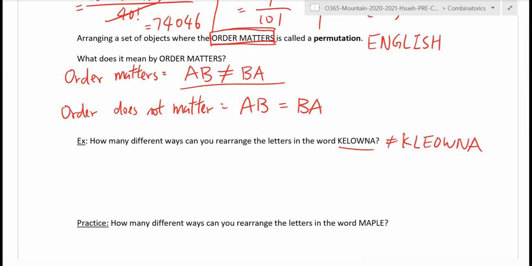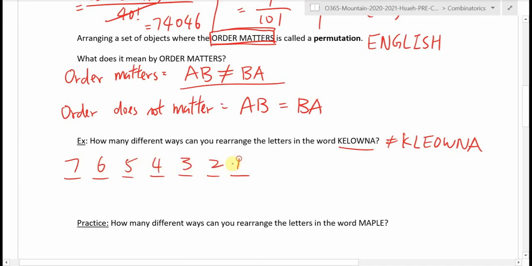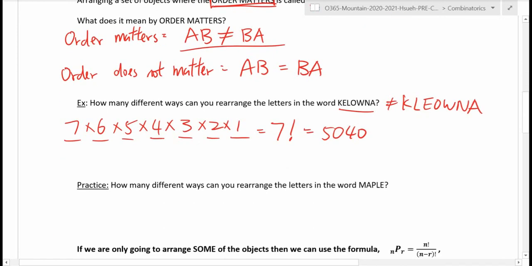In this case, we've seen it last time. We have 7 letters here, so it's 1, 2, 3, 4, 5, 6, 7. You have 7 choices, 6 choices, 5, 4, 3, 2, 1, and so on. Notice how, if we simplify this, it is simply 7 factorial. You can use the factorial button on your calculator to figure out this answer. This is going to be 5040. So 7 factorial.